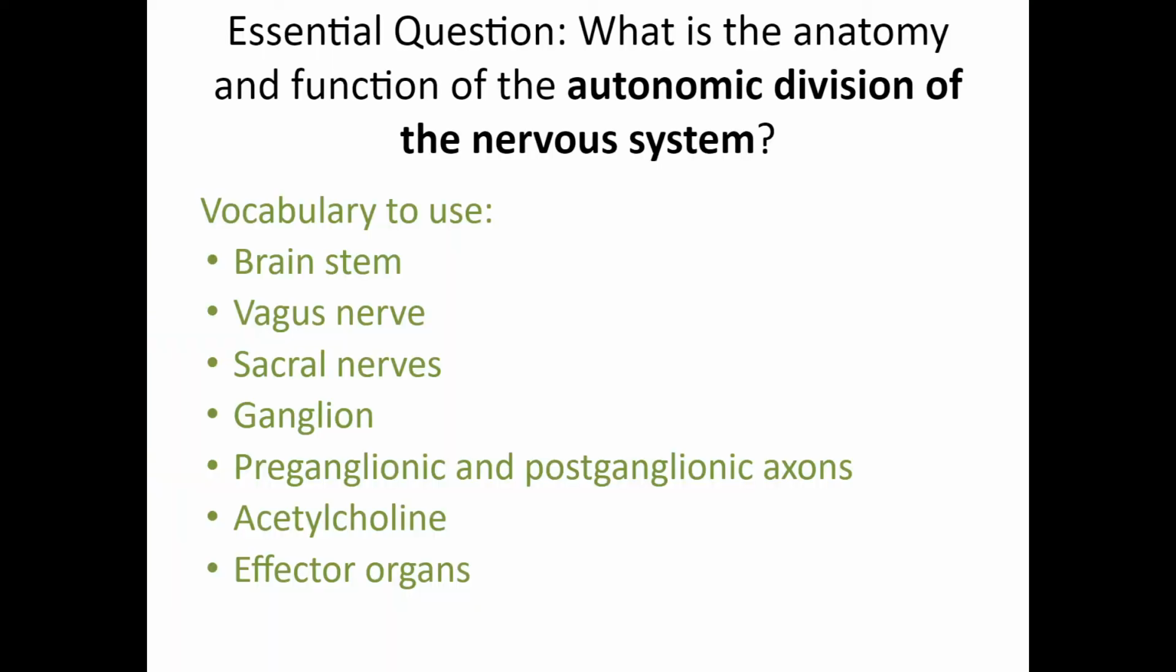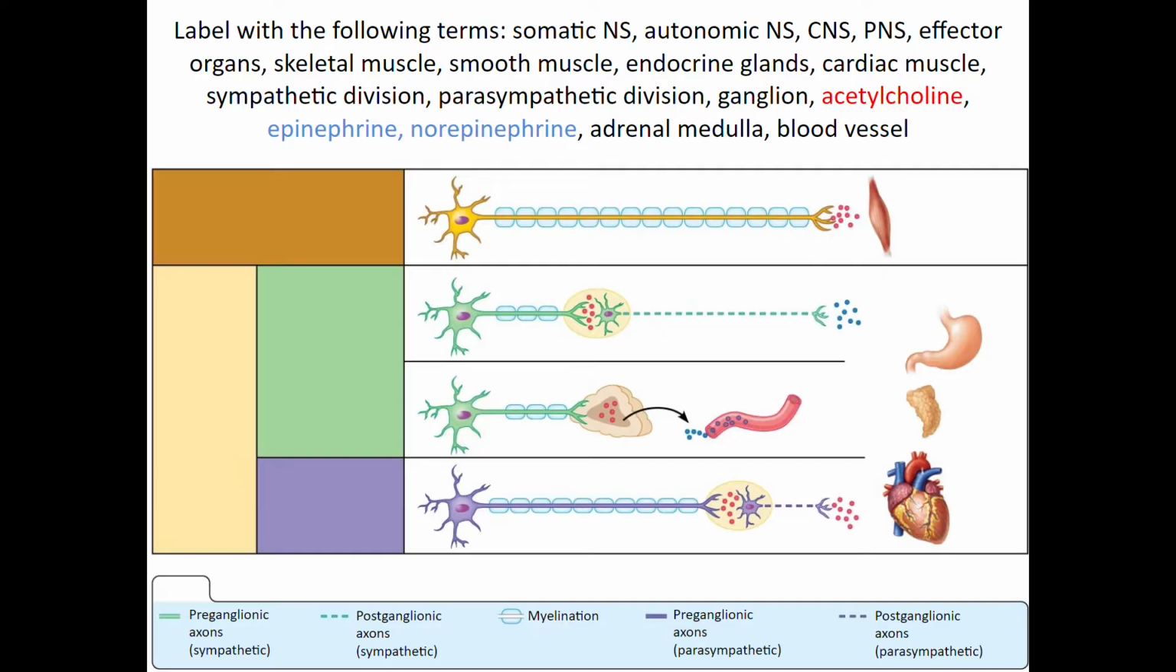Okay, so this is the second question that we're answering with this lecture. What is the anatomy and function of the autonomic division of the nervous system? You should be able to answer this question using all of these terms. And we're not going to discuss the somatic division anymore because it's really simple. It's literally just here's a neuron and it goes out to skeletal muscle and it activates it using acetylcholine.